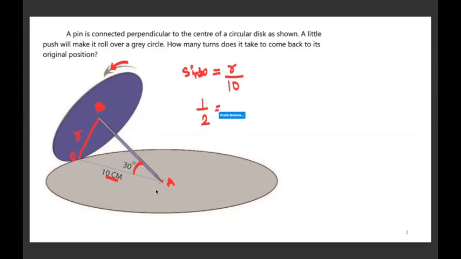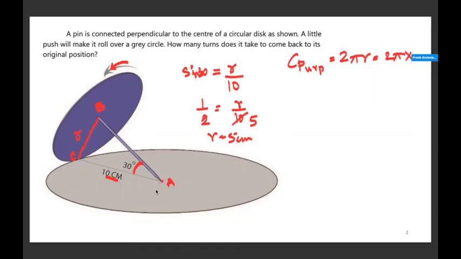The value of sine 30 is 1 by 2, and the ratio on the opposite side is R by 10. So the radius will be 5 centimeters here. Now the radius we have found out is 5 centimeters. We'll then find the circumference of the circular disc because it is rotating. So we need to know the circumference of the gray as well as the purple one. The circumference of the purple disc will be equal to 2 pi into radius 5.